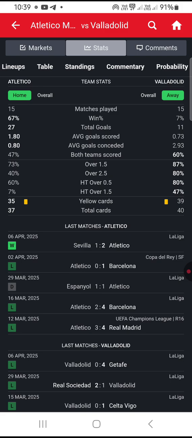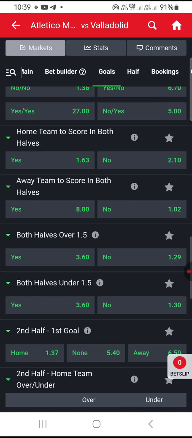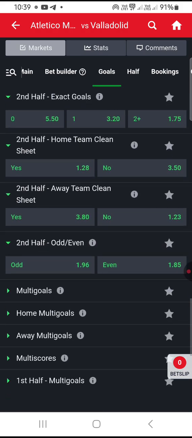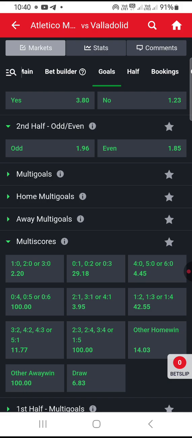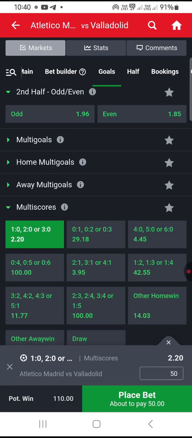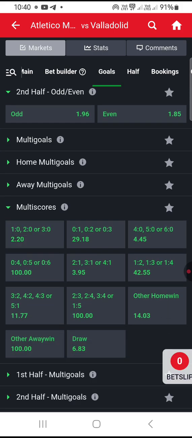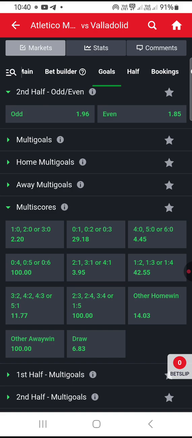Based on that, where do we go? You go here, multi-scores. Since it's a strong home team, it means you are tapping from here. Now, are they very high scorers? If you tap here, it means this team are very high scorers. But at the same time, you have to check how good Valladolid is at scoring goals.